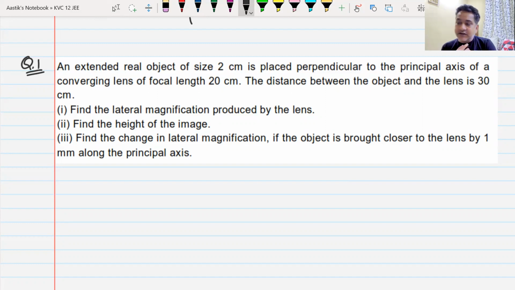An extended real object of size 2 centimeter is placed perpendicular to the principal axis of a converging lens. So the height of the object is 2 centimeters. It is placed perpendicular, and the lens is converging, whose focal length is given as 20 centimeters. The distance between the object and the lens is 30 centimeters. So things are given. Number 1, what is the lateral magnification? Number 2, what is the height? Find the change in the lateral magnification if the object is brought closer to the lens by 1 mm along the principal axis. Let's see who gives me the answer.